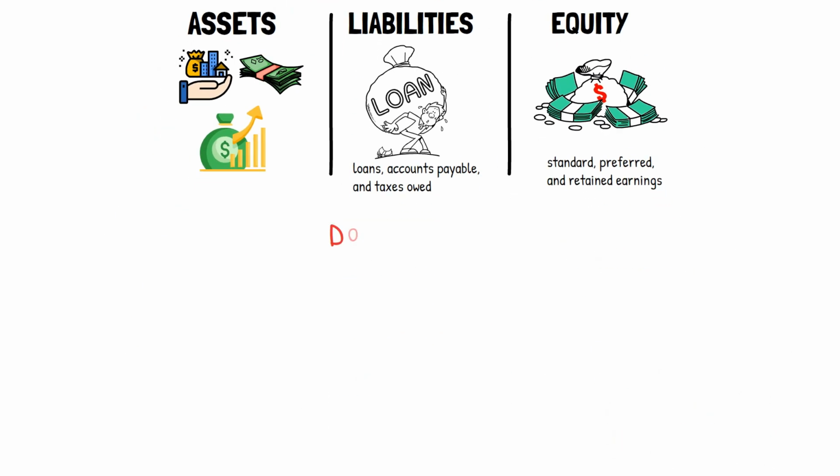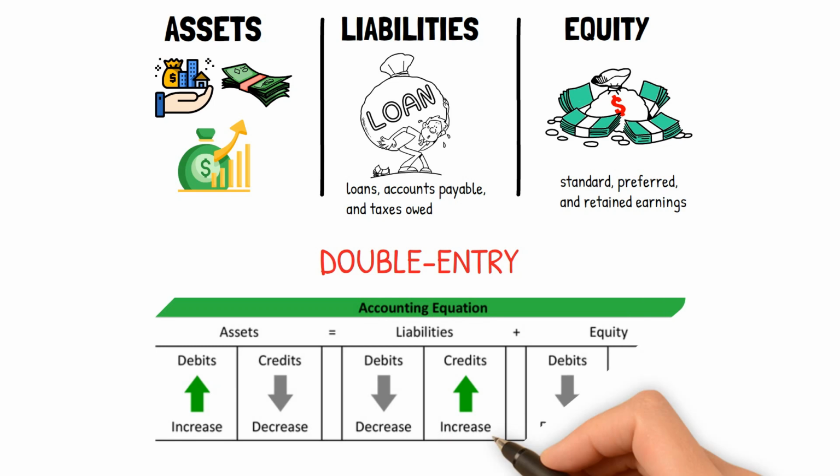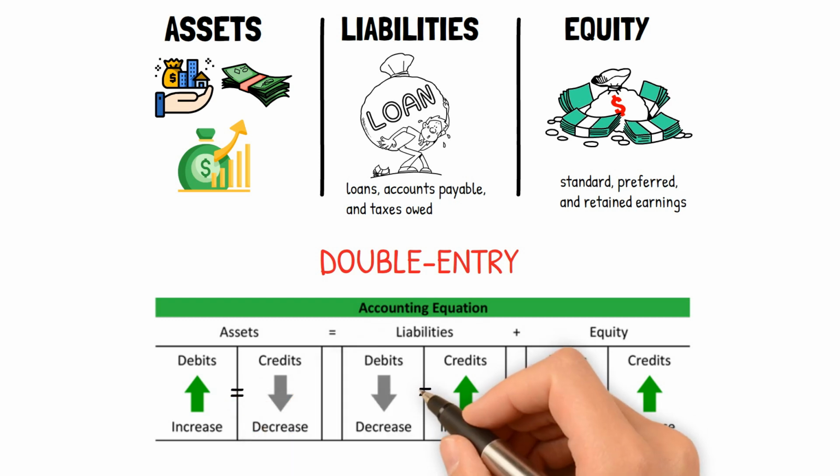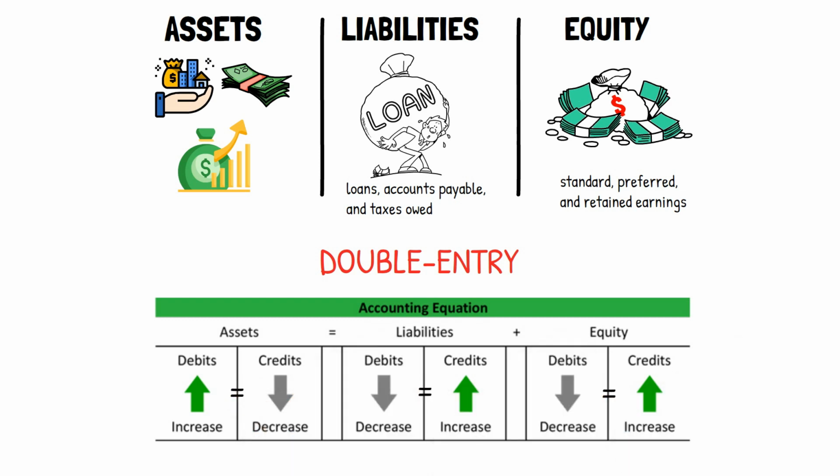The accounting equation is the foundation of the double-entry accounting system, which businesses use to record their financial transactions. Every financial transaction a business engages in affects at least two accounts, with one account debited, which means increased, and another credited, which means decreased. The debits and credits must always balance to ensure the accounting equation remains balanced.